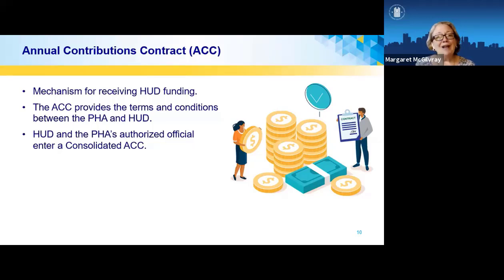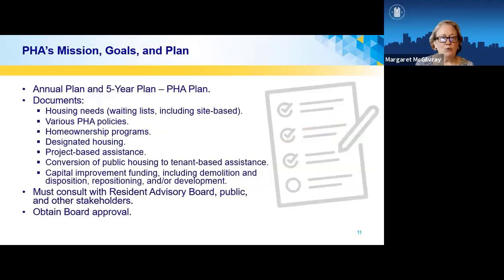Again, board members should have a copy of the ACC and understand exactly what it says, because like any contract that you hold, it is critically important that you understand all of what you're obligated to do and what could occur if you don't meet those obligations. So let's look at the PHA plan and mission and goals.